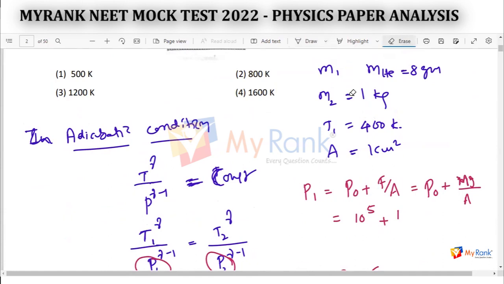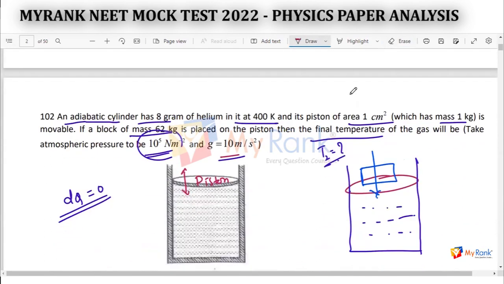Mass of helium is 8 gram, right? Let me correct this one. Mass of helium is 8 gram, and M1 is 1 kg. And M2 is 62 kg now, isn't it? A 62 kg block is placed like that, he told. Yes, likewise, this is taken as M2 now. This is the mass of helium.